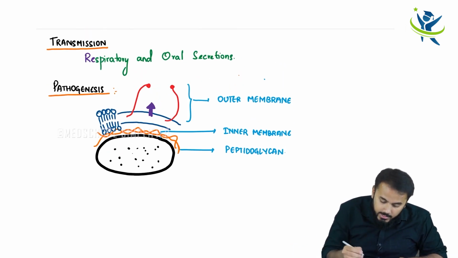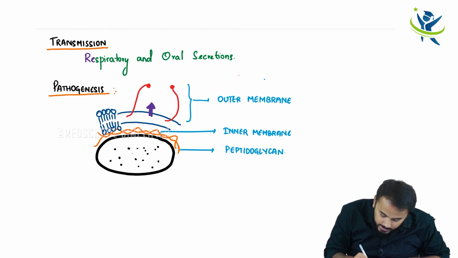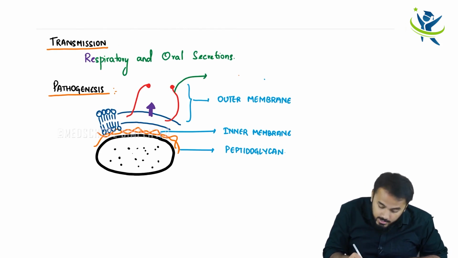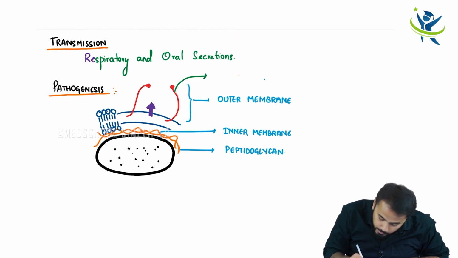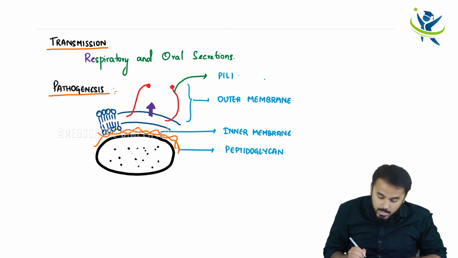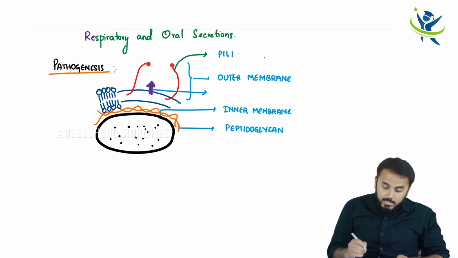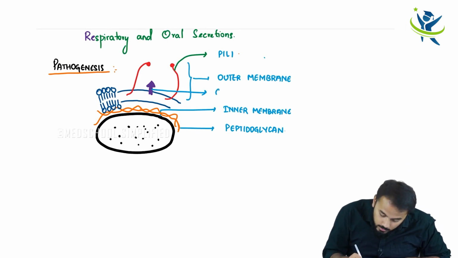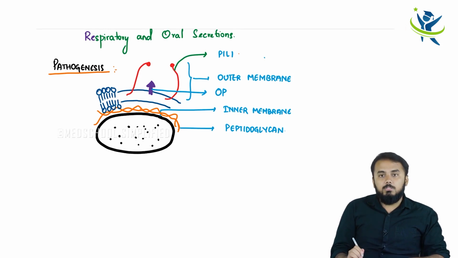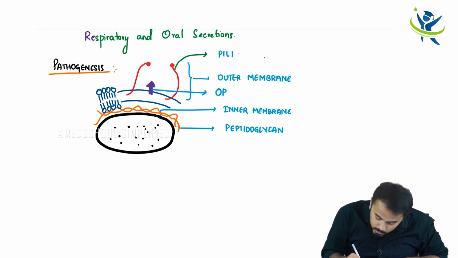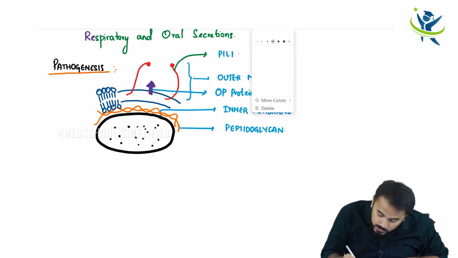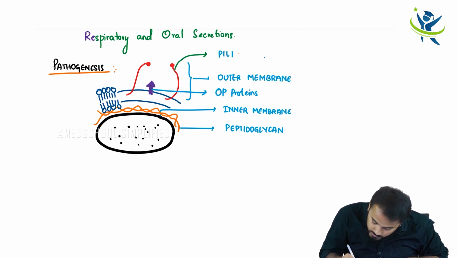Now look here very carefully. This red color projection which I have drawn here is called pili. And next, this arrow shape projection which I have drawn here is called OP proteins, opacity proteins, right? What do OP proteins mean? OP proteins means opacity proteins.